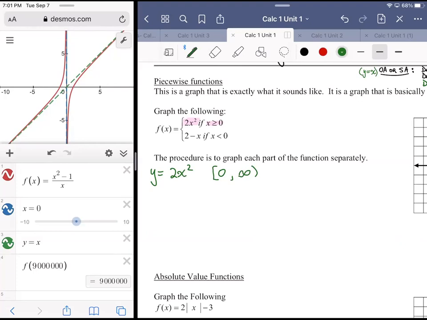The TI, so the question in the chat was the TI shows the XY values. Does Desmos do that? The answer is yes, and I'll show you how to do that in a couple minutes. Good question. Very good question.